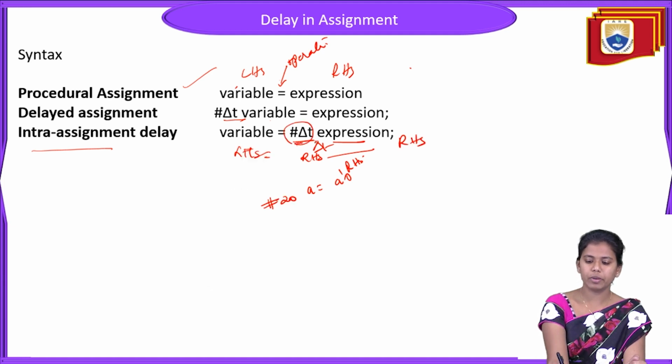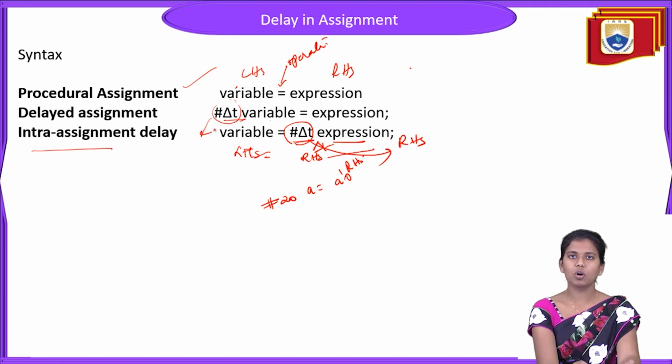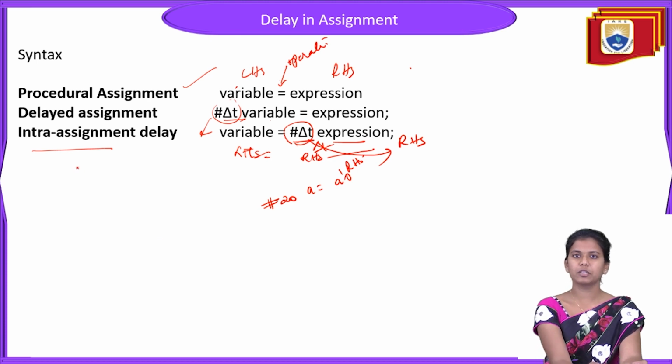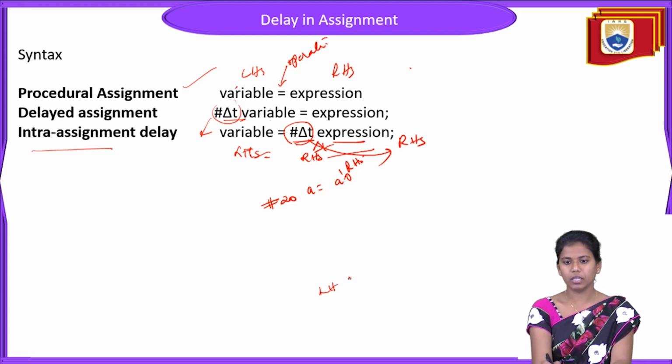The delta t is to be mentioned on the right-hand side, whereas for delay assignment, the delays are represented on the left-hand side. So this is a small syntax to be followed when you are considering assignments based on the delay, the procedural assignment, or the intra-assignment delay. Whatever procedure you are following, make sure that in the syntax the representation of the timing control with respect to the LHS and RHS is maintained properly. So this is the syntax that you have to follow.